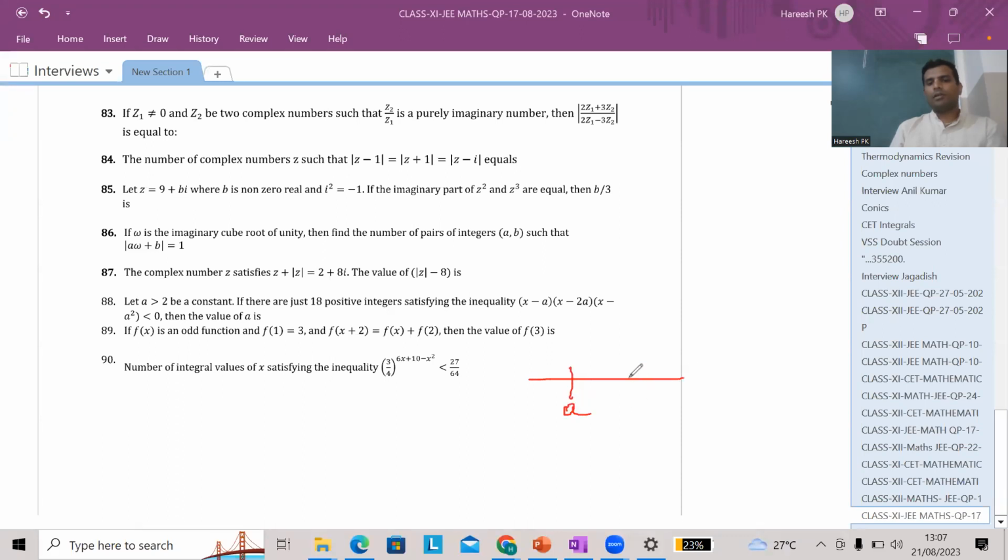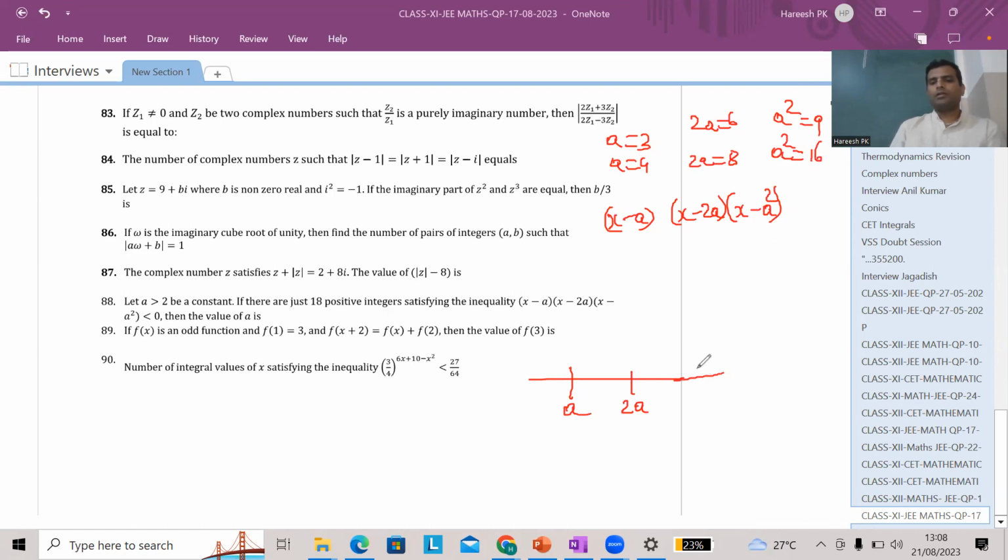I know a is going to come here, 2a will come here. Now where will a square come? It depends on the value of a. Now, a is greater than 2, they are saying, so put a as 3 or 4. 2a is 6 and 8. But a square, how much is a square? A square is 9 and 16. That means a square is going to be even bigger than 2a. So a square will come here.